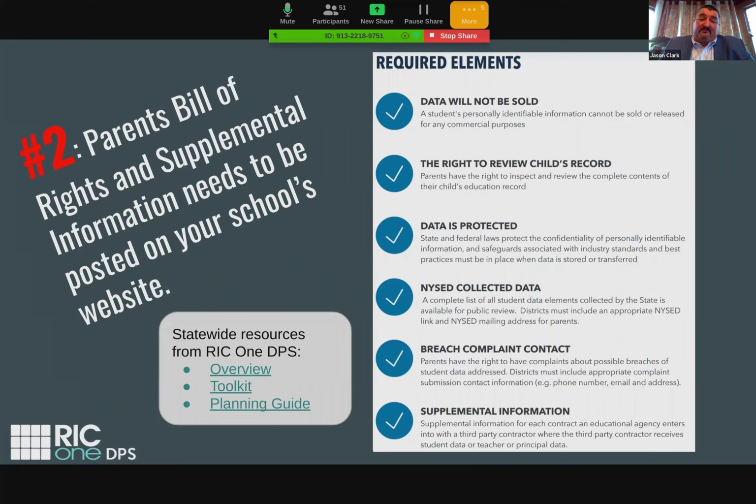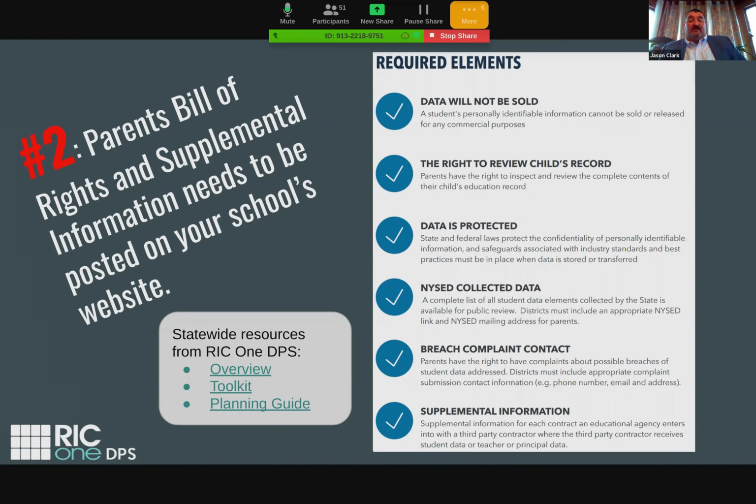There are templates for the Parents' Bill of Rights. If you were to look at many of the school districts in the state and look at their Parents' Bill of Rights, you'll see a similarity between most of them. There is a template that's being used; they're not unique to each district. Most are very, very similar.